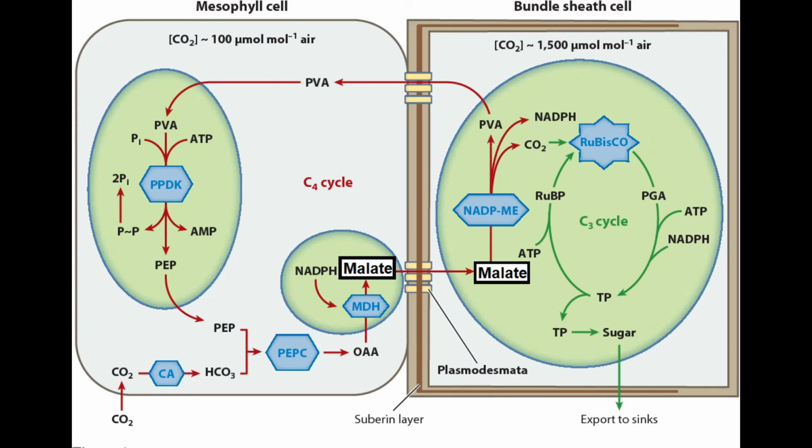CO2 is fixed in the M cell first by PEP-C and converted to OAA. Malate dehydrogenase in the chloroplast converts OAA into malate, which is transported into the BS cells. Then the malate is converted back into CO2 by NADP-ME and enters the C3 cycle via rubisco.